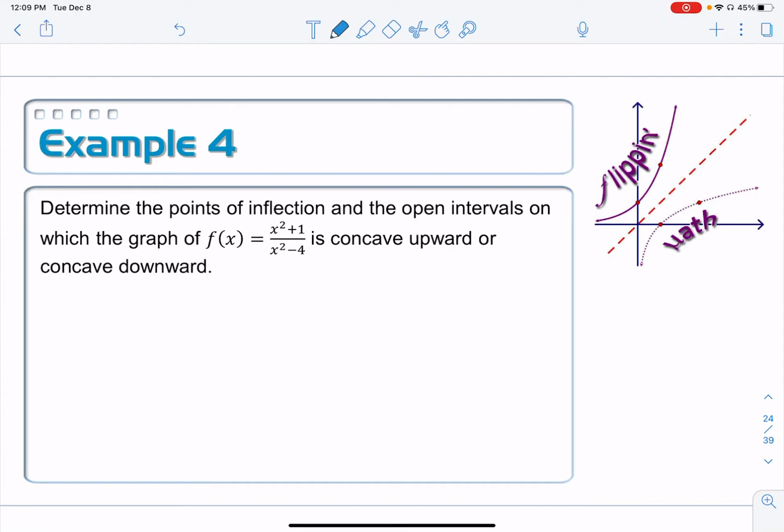Again, what I need is the second derivative. Second derivative is how I'm going to test for concavity, and where that second derivative is equal to 0 or undefined, that's where we could have some possible points of inflection.